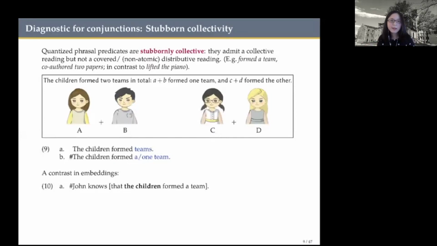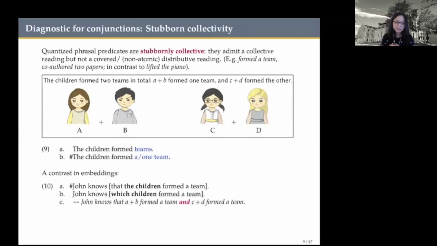Now let's think about sentence embeddings. In 10a, this sentence embeds 9b under the affective verb "no": John knows that the children form the team. This sentence is infelicitous because it is subject to presupposition failure with the affective presupposition of "know". "Know" embeds a false sentence.